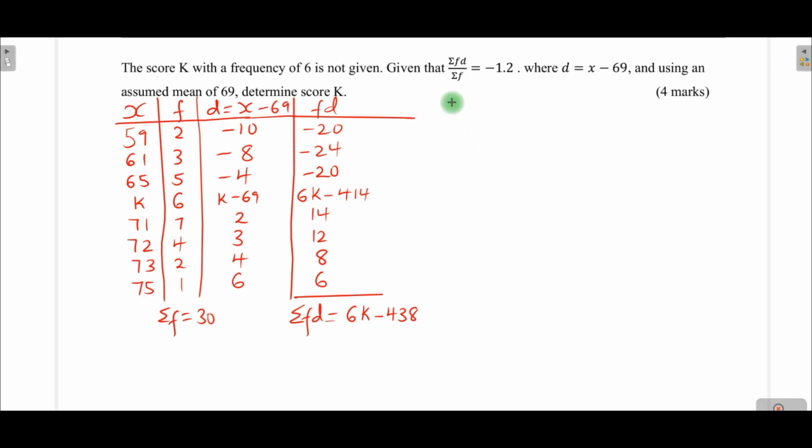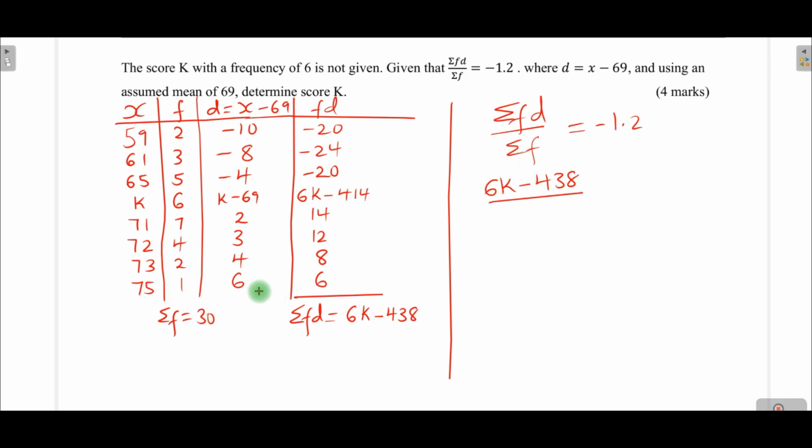And therefore now we can substitute into what we have been given. Sum of fd over sum of f is equal to minus 1.2. And therefore sum of fd is 6k minus 438, sum of f is 30, and everything is equal to minus 1.2. Then multiply both sides by 30. So we shall have 6k minus 438 equal to minus 1.2 times 30. That will be minus 36.